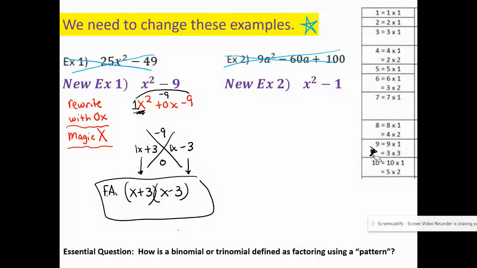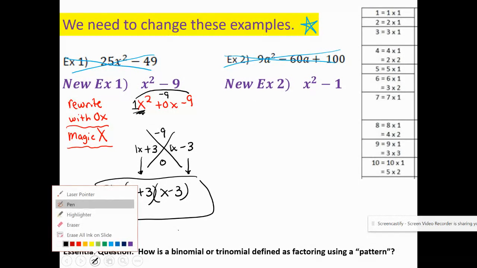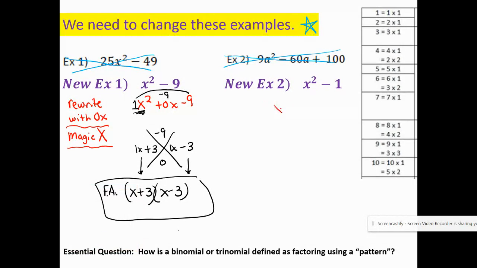So I always put this one in the lesson for x squared minus 1. So we're going to rewrite it. So x squared plus 0x minus 1. And I always put this in because kids forget. So remember, multiply front and back. There's a hidden 1. 1 times negative 1 is negative 1. We're going to do the magic x. So what multiplies to negative 1 and gets us to 0?